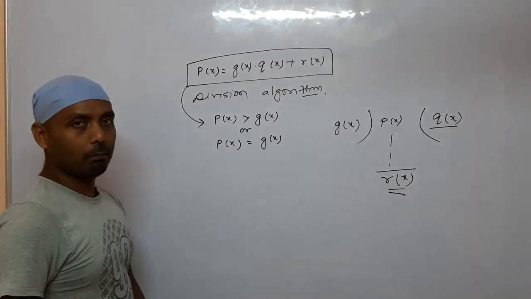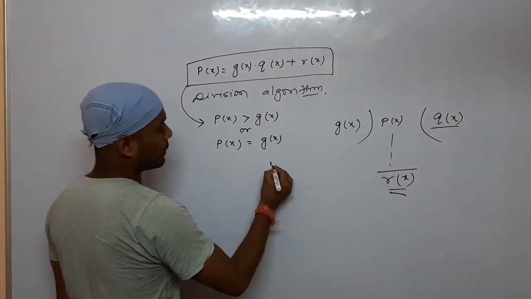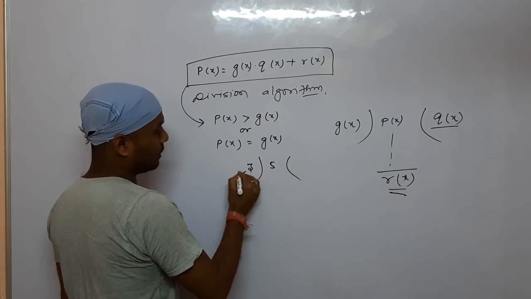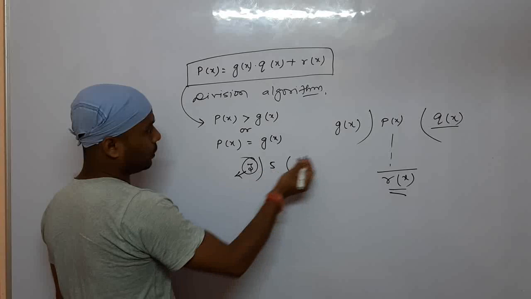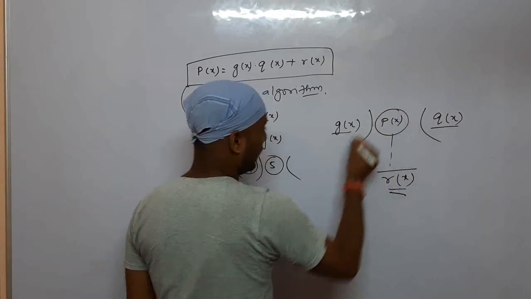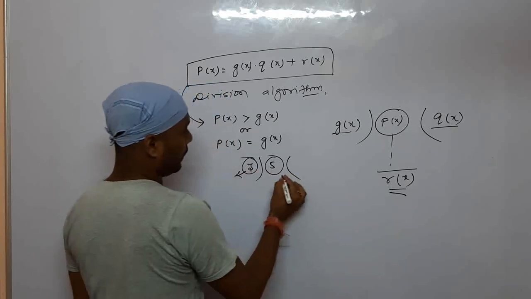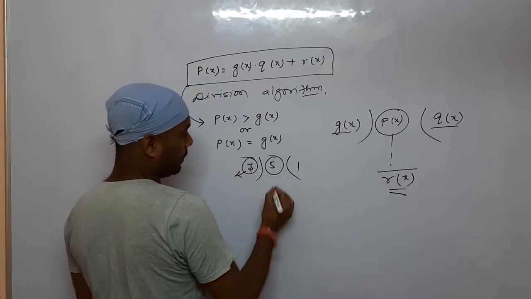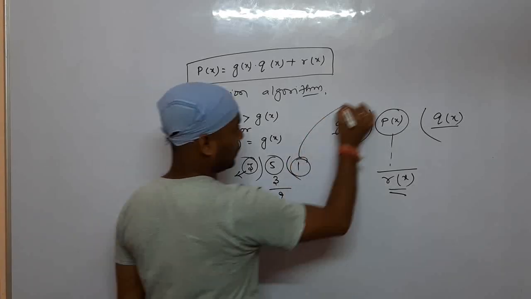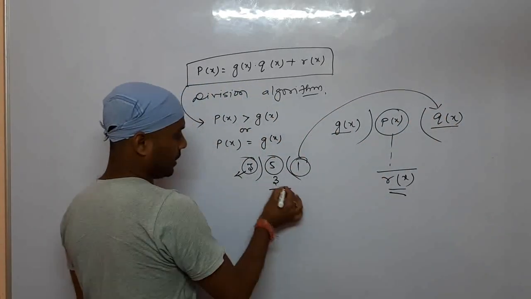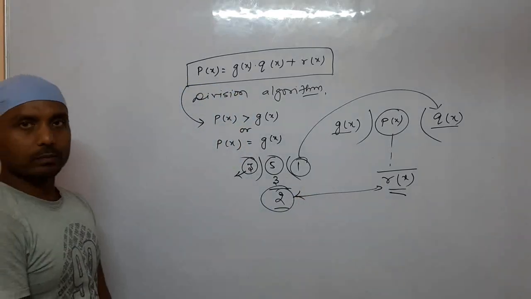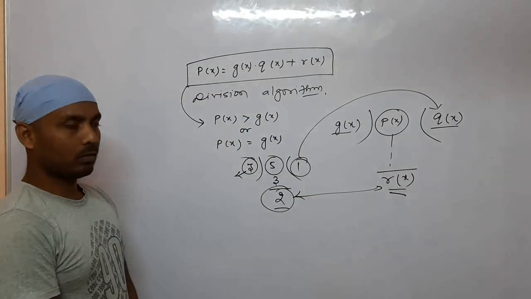Suppose you are given a number. I gave you a number, suppose 5, and you are told to divide it by 3. So simply 3 will represent your g(x), and this 5 will represent your p(x). When you divide it, you will get 1 time. Here you will get 3, and the remainder you will get 2. This 1 is your q(x), and this 2 is your remainder.